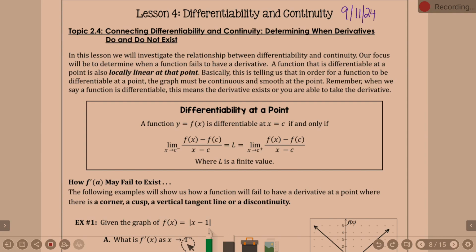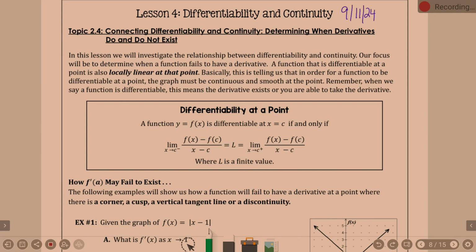So we're going to investigate the relationship between differentiability and continuity. Our focus will be to determine when a function fails to have a derivative. A function that is differentiable at a point is also locally linear at that point. So basically this is telling us, in order for a function to be differentiable, the graph must be continuous and smooth. We talked about the hard points. They're continuous, but they're not smooth.